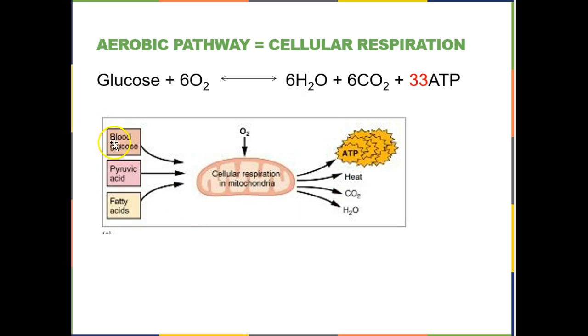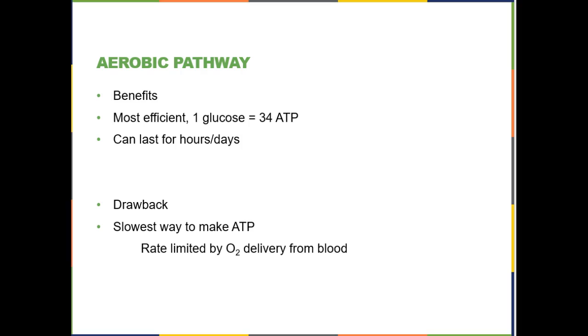So generally speaking, looking at this figure here, we're going to start with glucose. You can start with other things in the mitochondria and get different amounts of ATP. But for 33 ATP, that comes from glucose. Pyruvic acid and fatty acids would give different amounts of ATP.